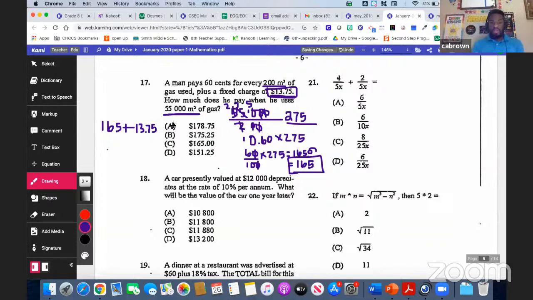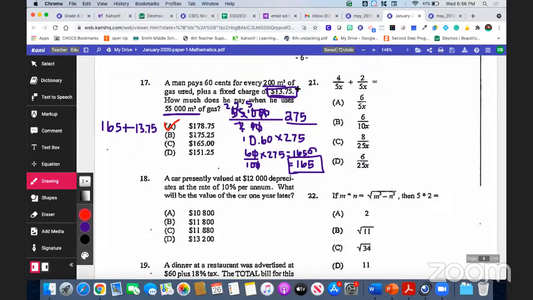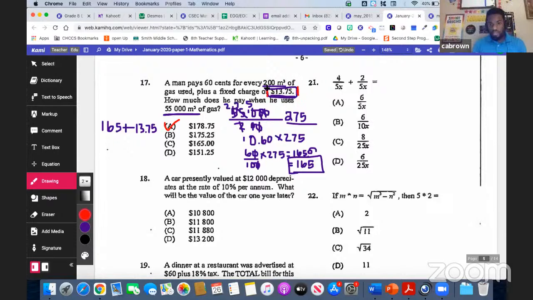So our answer is A. You have to pay attention to this part, the fixed charge.